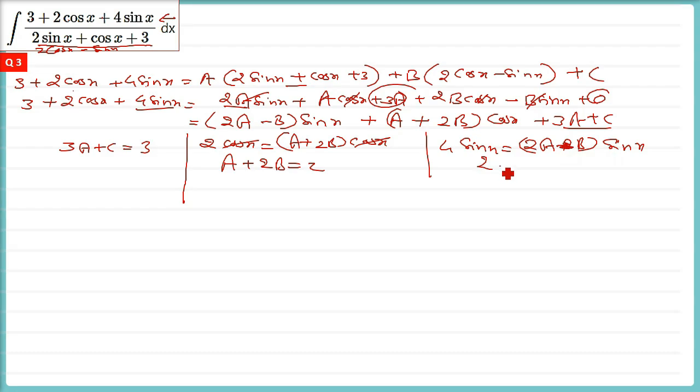Second is a plus 2b equals 2. Third one is 2a minus b equals 4. So these are the three equations. Now you can solve it. If you want, you can solve it by yourself. Just skip to the later part.